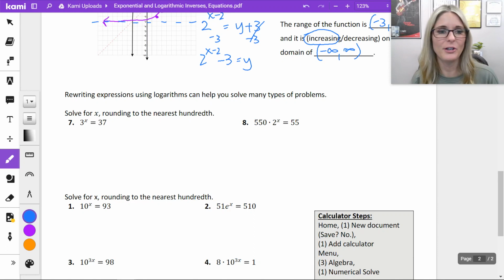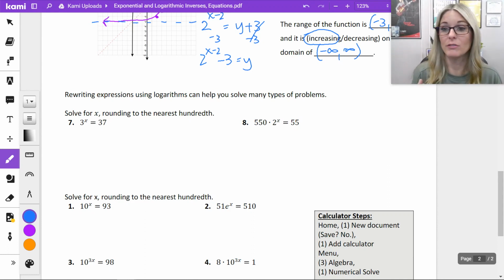And the last part of our notes here: rewriting those expressions using logarithms can help you solve many types of problems. So we're going to get a little bit deeper into using inverse operations of logarithms and exponents to solve equations.